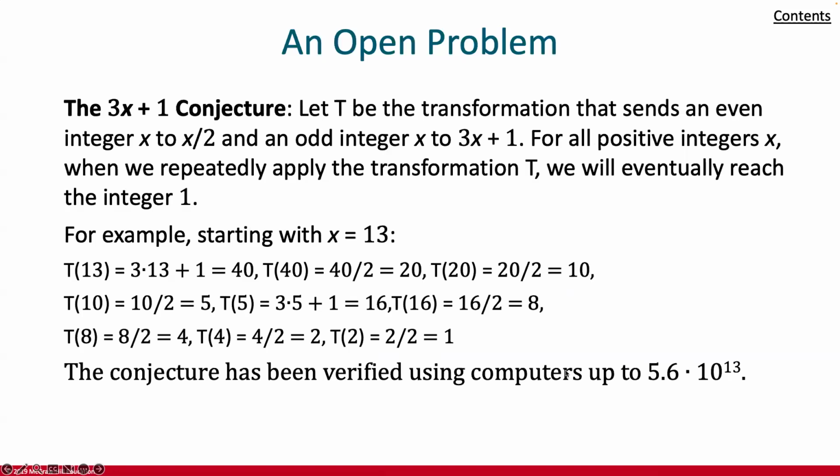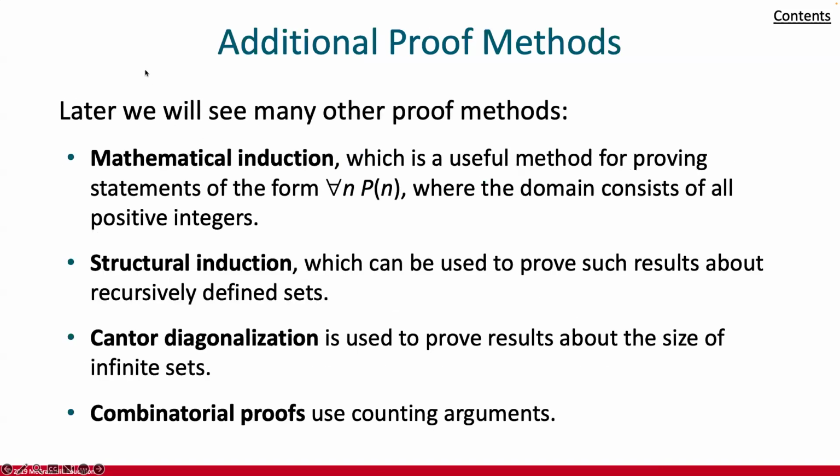There's something called the 3x plus 1 conjecture. Let T be the transformation that sends an even integer x to x/2, and an odd integer x to 3x + 1, for all positive integers, where we repeatedly apply the transformation T until we eventually reach the integer 1. Here are a couple of examples, and the conjecture has been verified using computers up to this value. So it's been verified, but that doesn't mean that it's been proved. So this is our last chart.